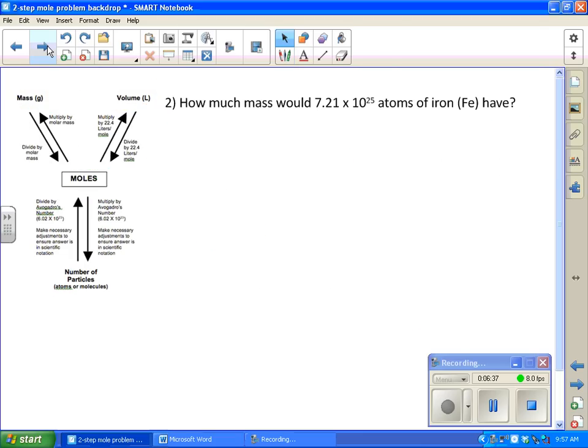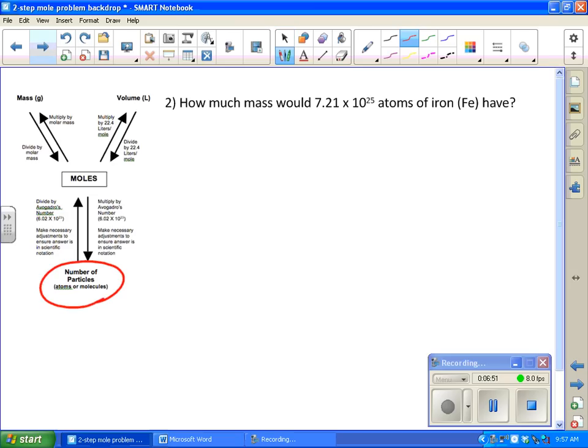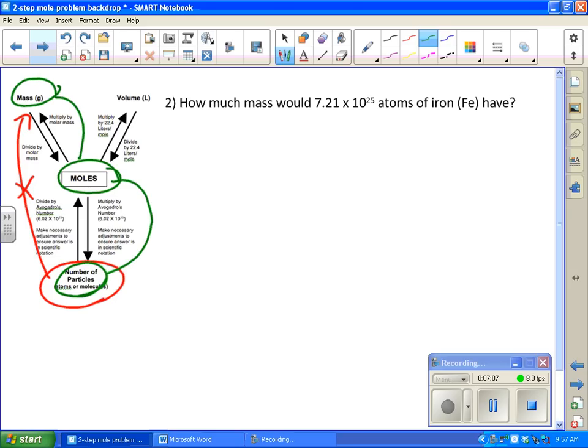The next problem states, how much mass would 7.21 times 10 to the 25th atoms of iron, that's Fe, have? Now, we are starting off this problem with the number of atoms. And we're supposed to find how much mass this would contain. We cannot get there directly. We need first to convert from atoms to moles, then from moles to mass. So once again, this is a two-step problem.